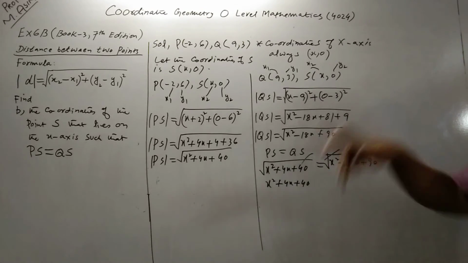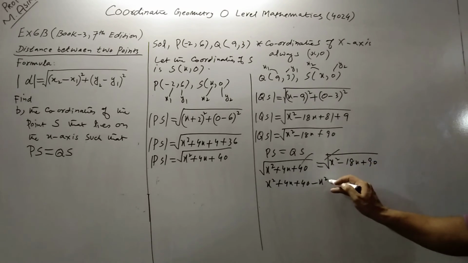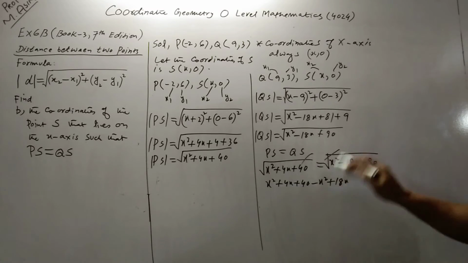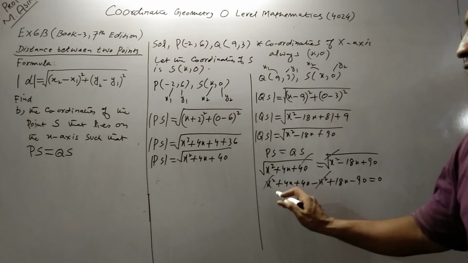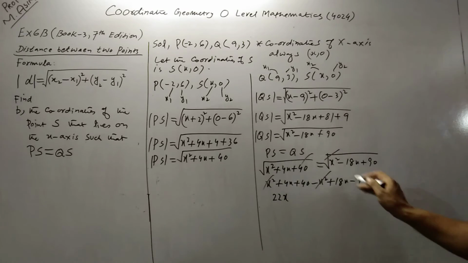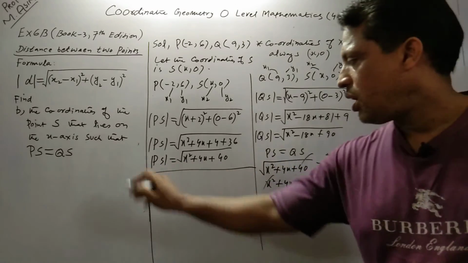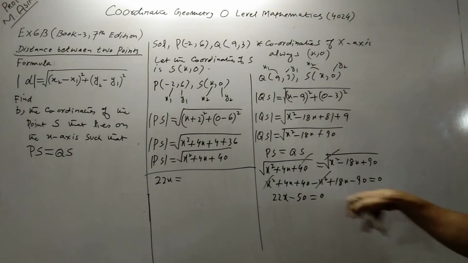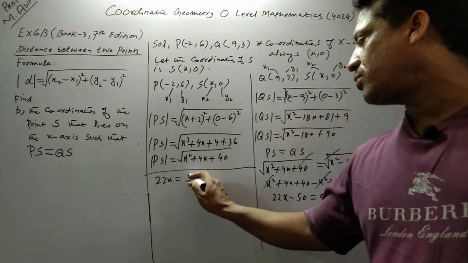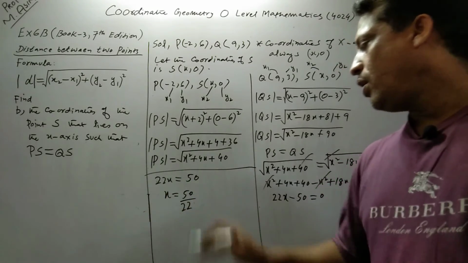Shift all these numbers to the left hand side. This x square becomes minus x square. This minus 18x becomes plus 18x. This plus 90 becomes minus 90, equals 0. x square minus x square cancels. 18x plus 4x is 22x. Minus 90 plus 40 is minus 50, equals 0. So 22x minus 50 shifts to the other side and becomes plus 50, and x is equal to 50 upon 22.